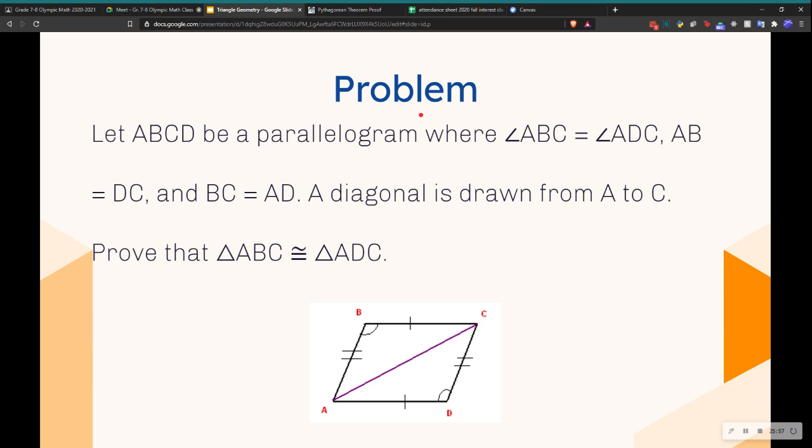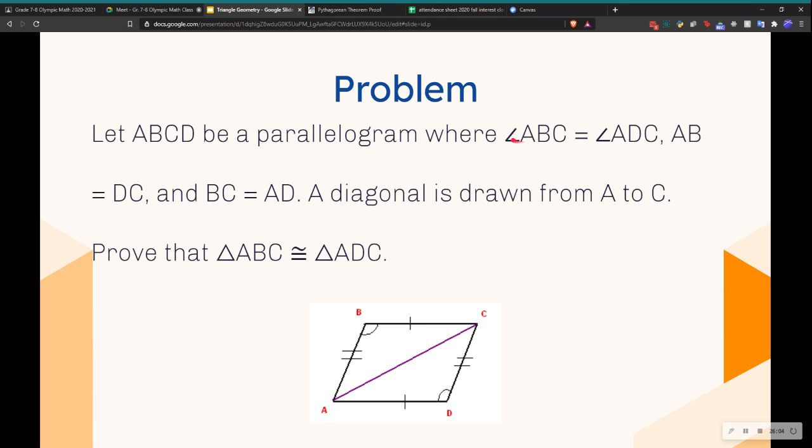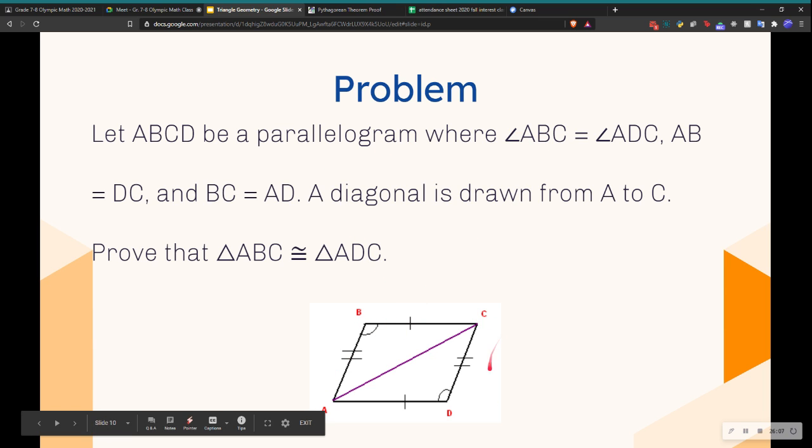Let's look at a problem with congruent triangles. Let ABCD below be a parallelogram where you have angle ABC equal to angle ADC. You also have the side lengths AB equal to DC, and side length BC equal to side length AD. Notice the tick marks represent that these side lengths are congruent. The ones with one tick mark are equal, and the ones with two tick marks are equal to each other, but not necessarily to the one tick marks.